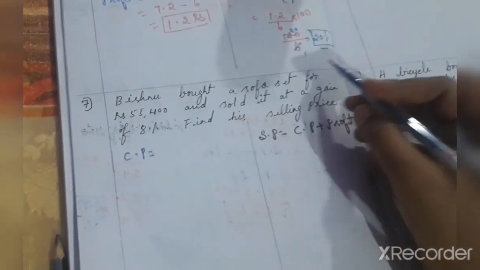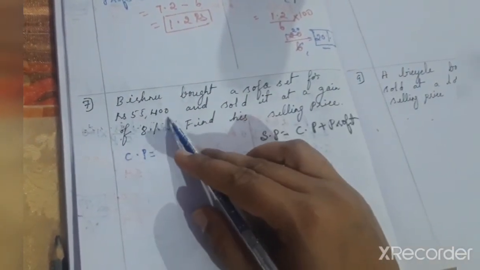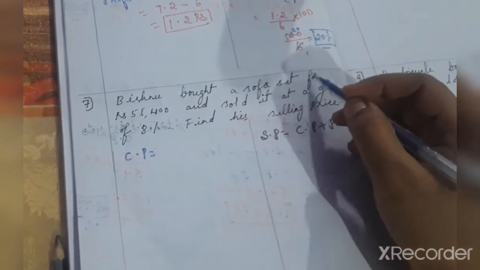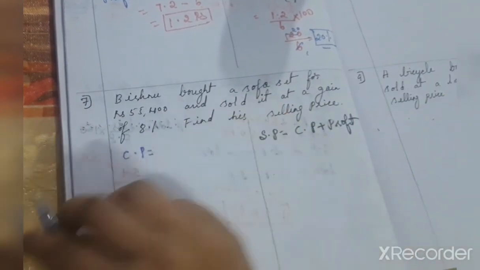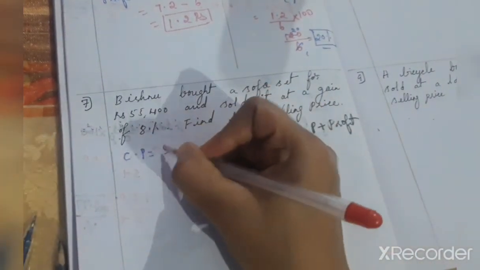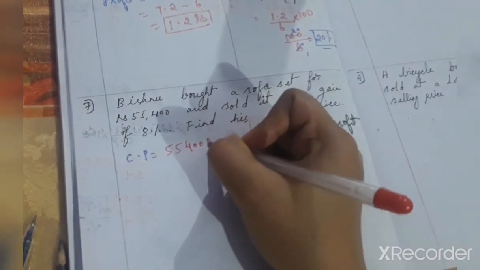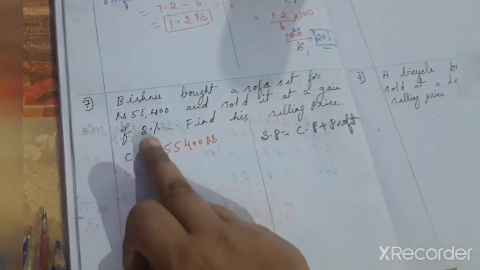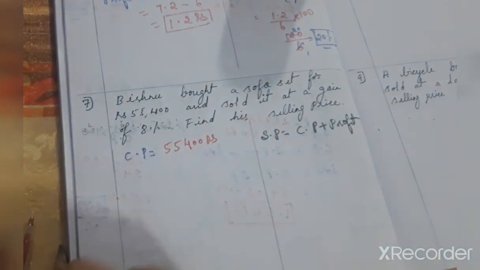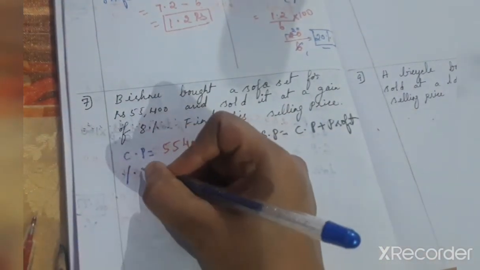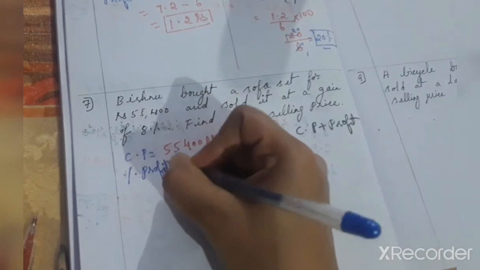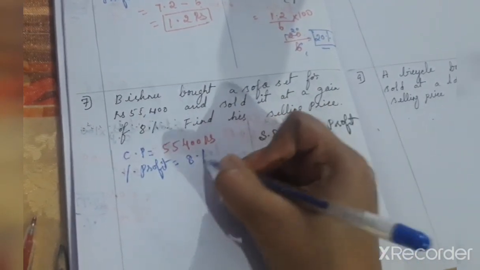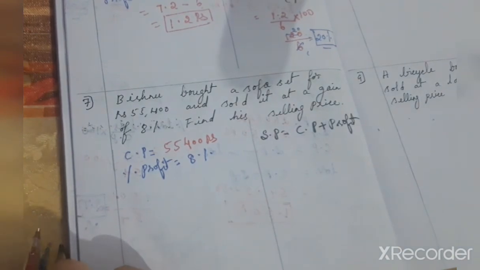Vishnu bought a sofa set for rupees 55,400. Bought means purchase amount. This is the cost price, 55,400 rupees. And he sold it again at a gain of 8%. So the percentage of profit is 8%.